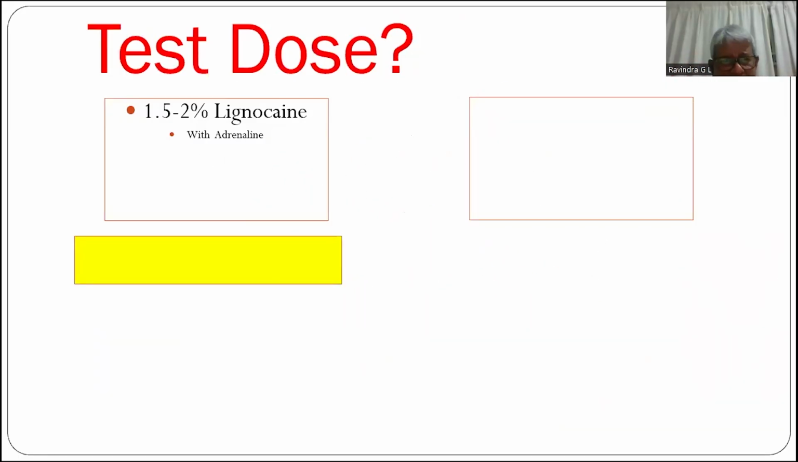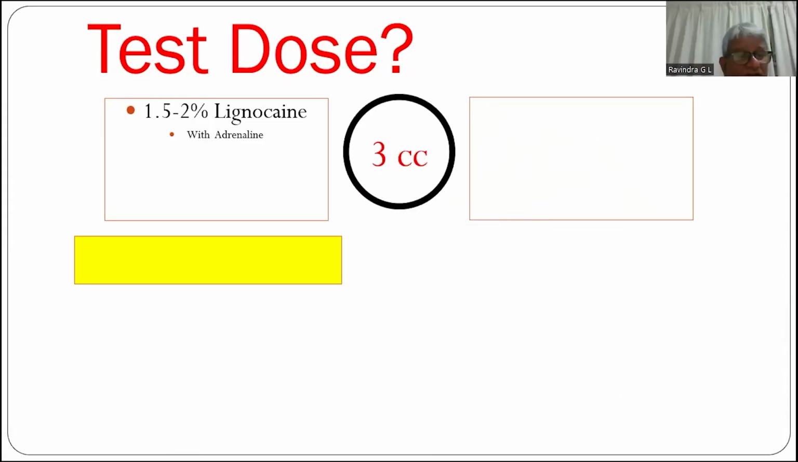Now, let's see what is happening. What is the test dose normally given? In most situations, when you place an epidural catheter, we use lignocaine 1.5 to 2%. The standard textbooks describe it as 1.5%, which is not available with us. So we do use 2% lignocaine with adrenaline, 3 ml of that. This is the standard test dose. Everybody uses this. It contains about 45 milligrams if it is 1.5%, and 60 milligrams if it is 2% lignocaine. And adrenaline, 5 mics per cc, that is 1 in 200,000. So 3 ml contains 15 mics. This is the test dose.